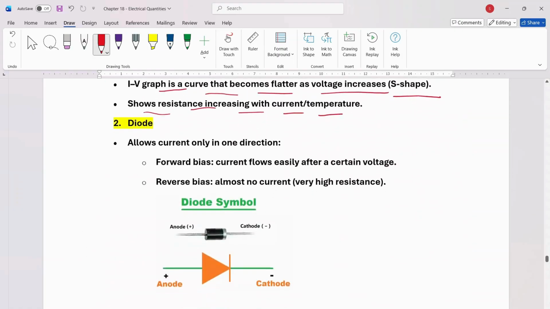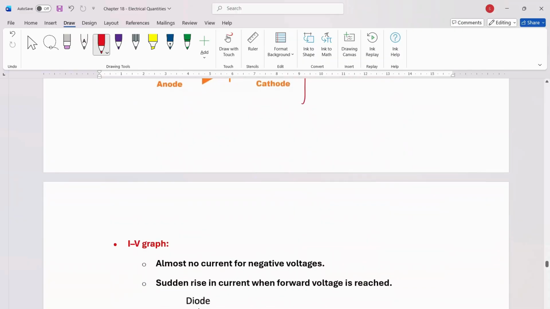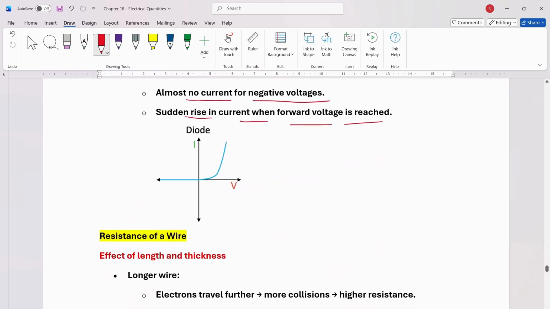Now let's discuss diodes. A diode allows current only in one direction. Forward bias: current flows easily after a certain voltage. Reverse bias: almost no current, very high resistance. This is an example of a diode. The graph shows no current for negative voltage, and a sudden rise in current when the forward voltage is reached. Another example in the form of a diagram.